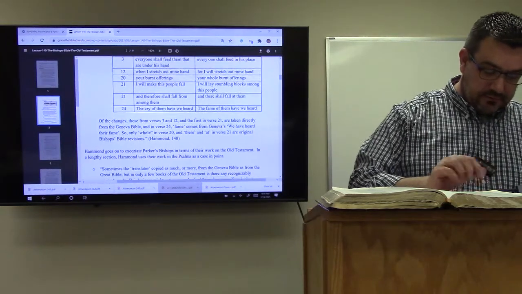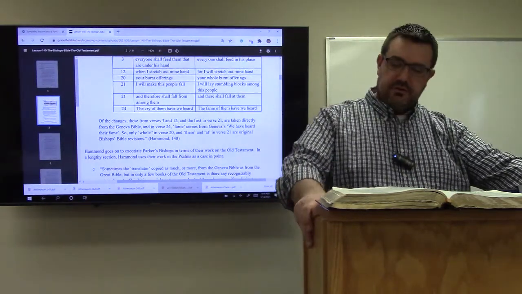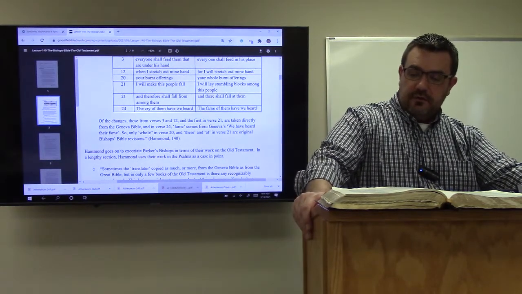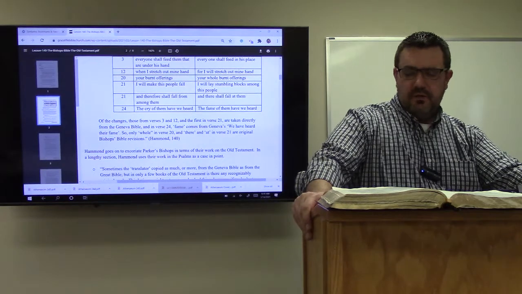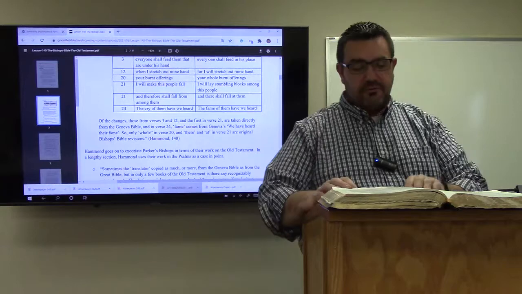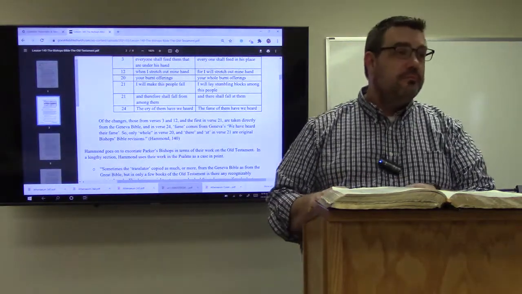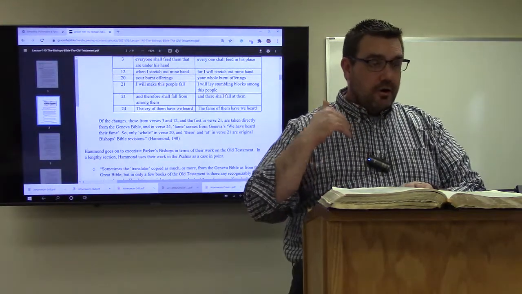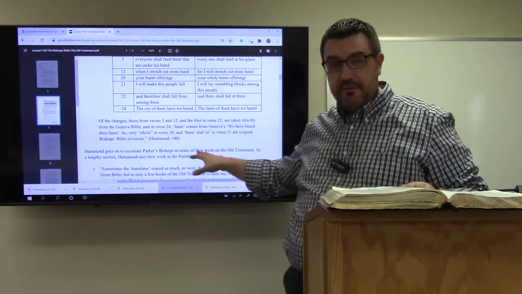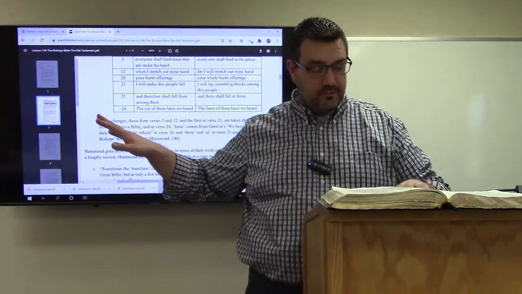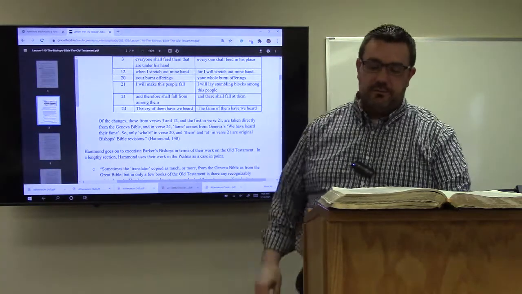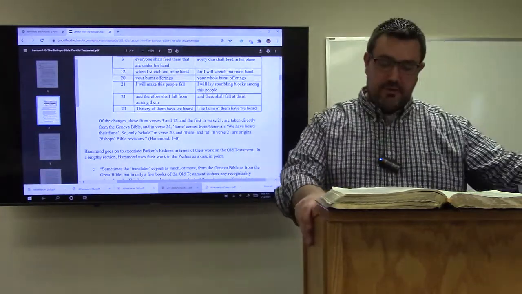So let's look at the note underneath this on page 2. Of the changes, those from verses 3 and 12, the first in verse 21, are taken directly from the Geneva Bible. I might have accidentally left something out there, I need to check that. So there are 6 changes made here, at least that I have up here. The one made in verse 3, the one made in verse 12, and one of the ones made in verse 21 are taken directly from the Geneva Bible.